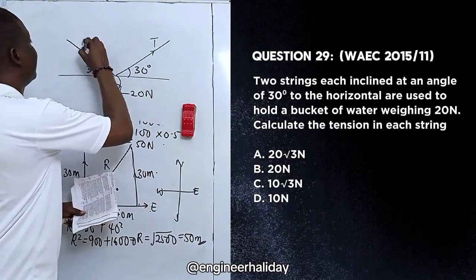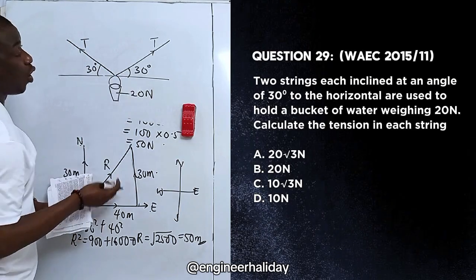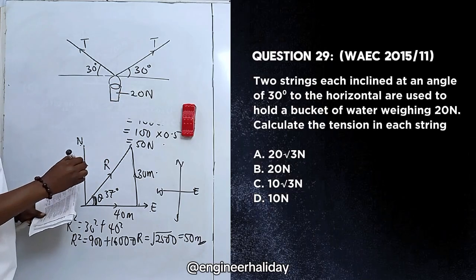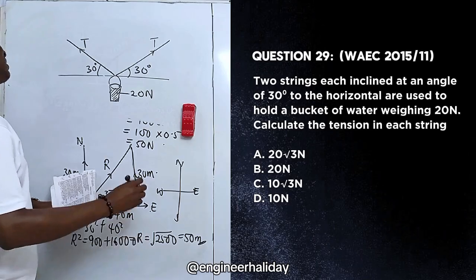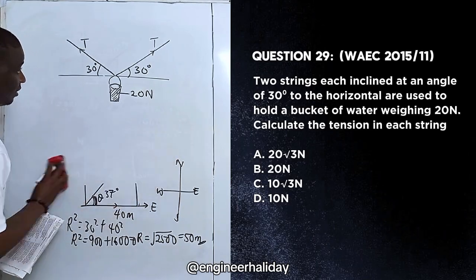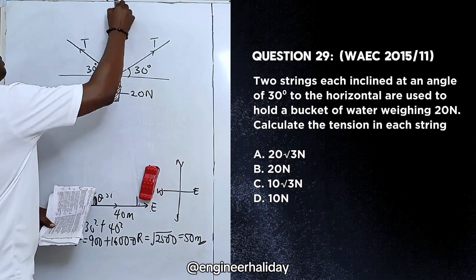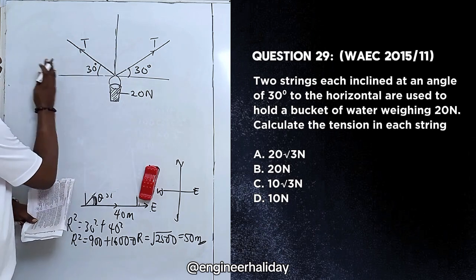The tension here and the tension here will be the same because they are both inclined at equal angle. The only way they can be different is when they are inclined at different angles. But you see, they are inclined at the same angle, so they will be the same. Now let's draw a vertical line upward. This vertical line will resolve this one to the horizontal.